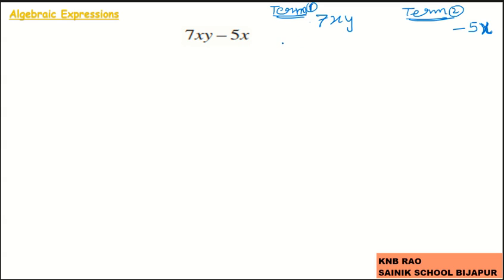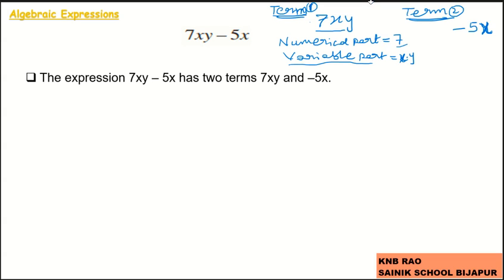Remember, I have the numerical part, in this 7, and the variable part, in this xy. So this variable part is the product of x and y. So what are the factors of it? Factors of this 7xy are 7, x and y. So the variables x and y, their product gives you the variable portion, and this 7 alone gives you the numerical part. So the expression 7xy minus 5x has two terms, that is 7xy and minus 5x. Term 7xy is the product of 7, x and y, which are called factors.